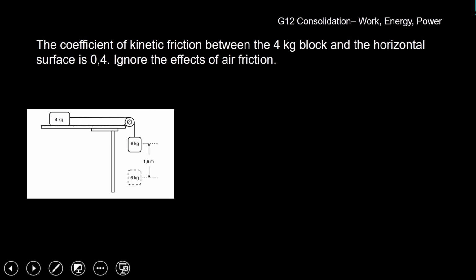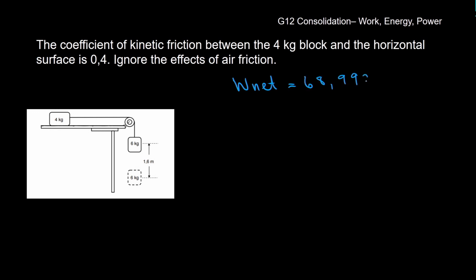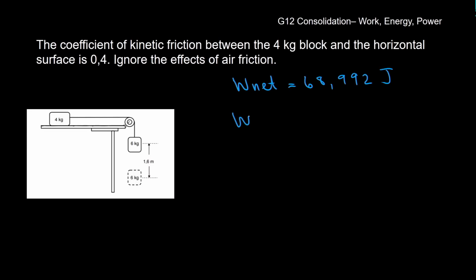So we end up now, running out of screen space, if we work all that out, with a net value of work done, which is equal to 68,992 joules. Right, we are not finished. It might seem as though we're done, but we're not. Now we need to work with our change in kinetic energy. And so we are going to do that.